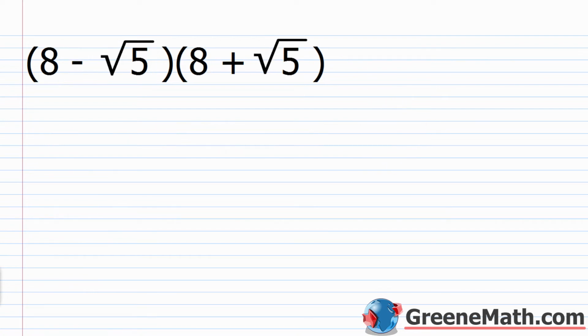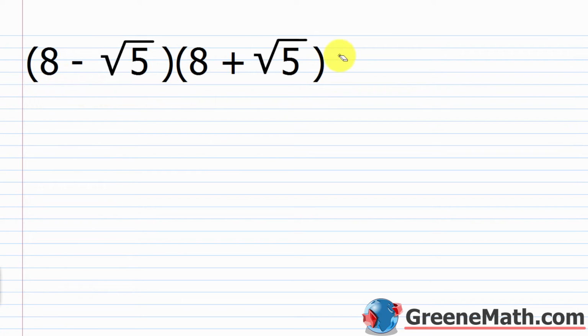All right, so here we have that same scenario. 8 minus the square root of 5, that quantity, times the quantity 8 plus the square root of 5. Very easy to do this if you recognize it. You just square the first guy. So if I square 8, I'd get 64. Then minus, square the second guy. Square root of 5 squared is 5. So 64 minus 5 would be 59.